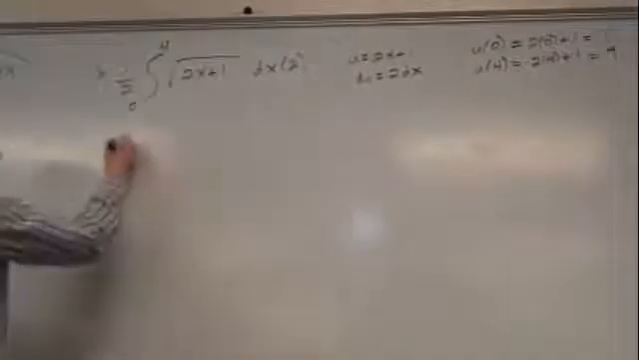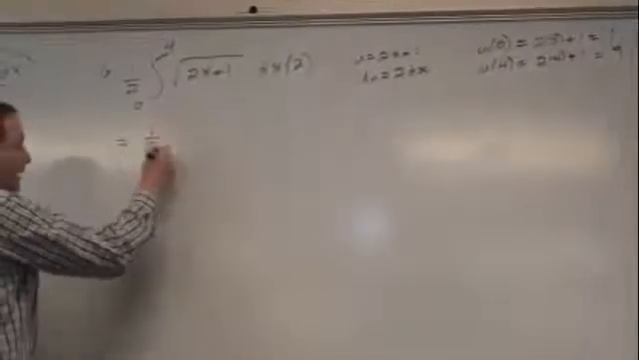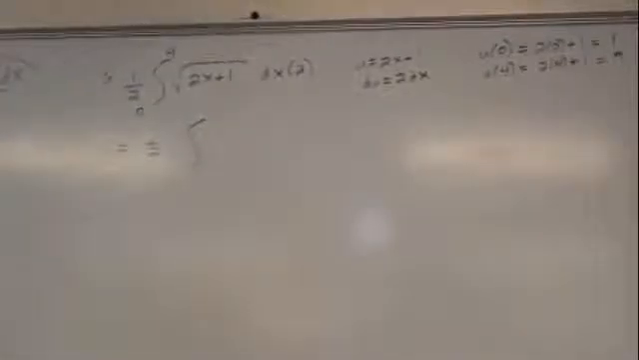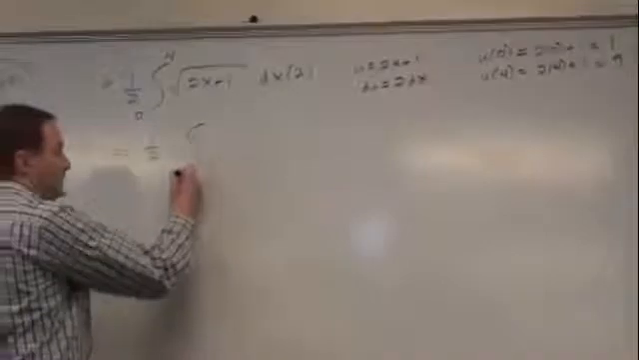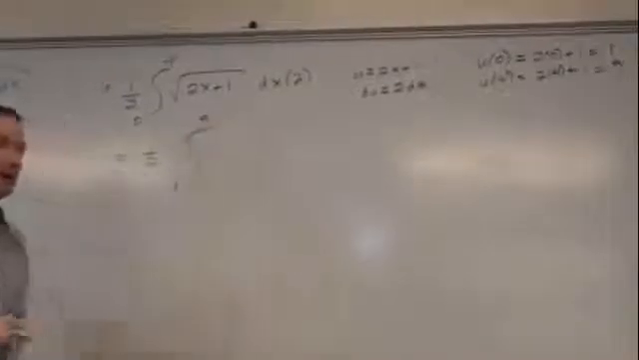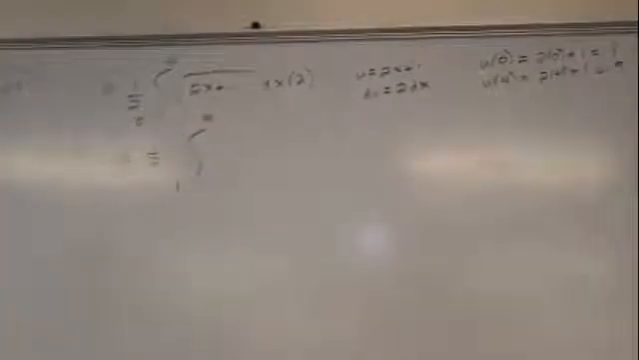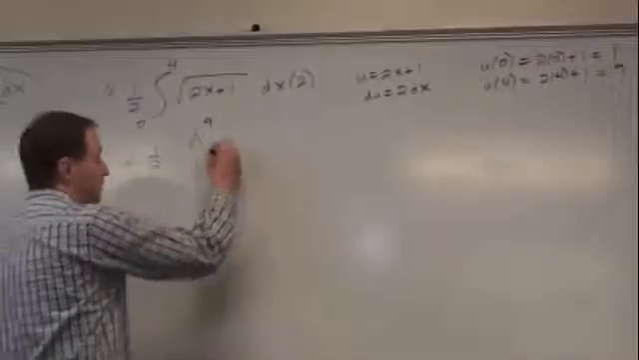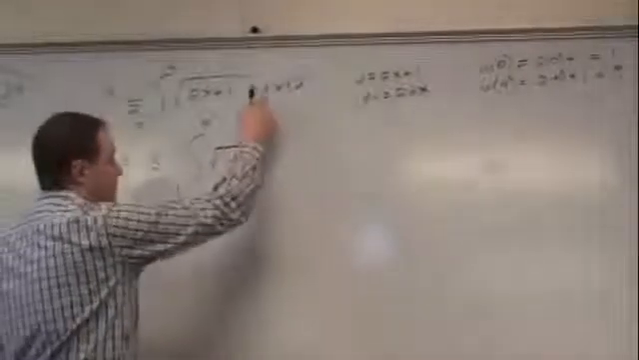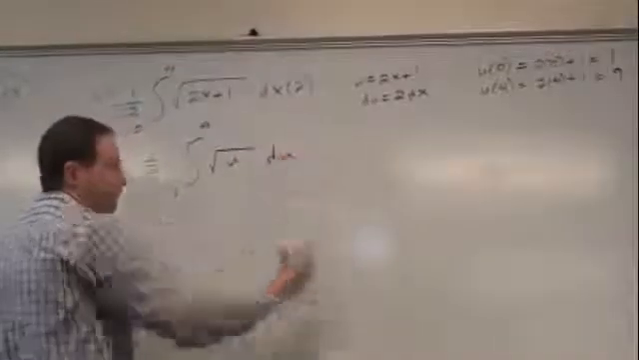So now I could say this is equal to 1/2 on the integral. No longer is my limits of integration 0 to 4. It's 1 to 9. And then on the inside, the square root of 2x plus 1 becomes the square root of u, and 2 dx becomes du.